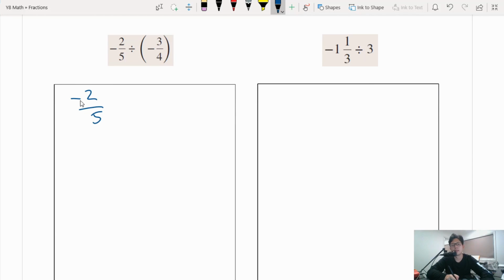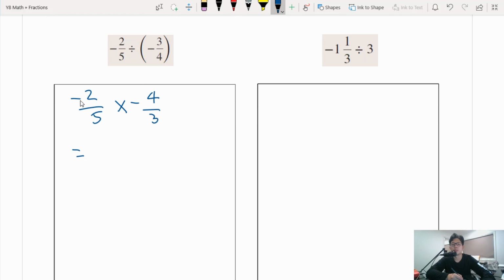Remember, when we divide, we need to find the reciprocal of that second fraction. So that just means flipping them upside down and change the division sign to a multiplication. So that gives us negative 2 over 5 times negative 4 over 3. And then we just proceed like it is a normal multiplication question.